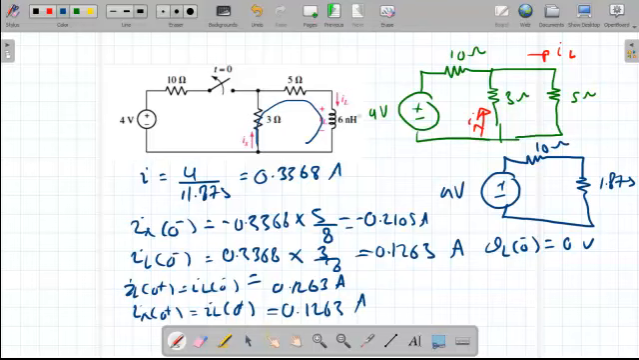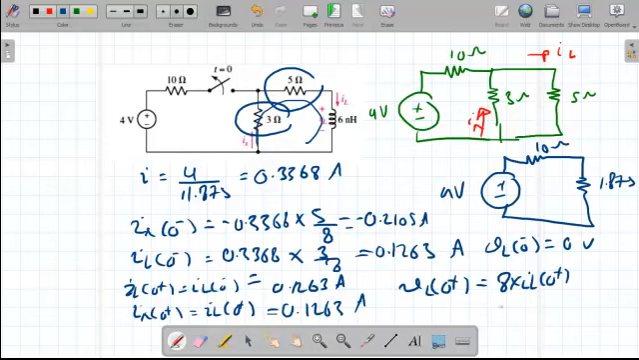Now the voltage VL0 plus is actually the voltage across the 5 and across the 3 ohm resistor. So this voltage will equal 3 plus 5, 8, times IL0 plus, so it will equal 1.0104 volt.